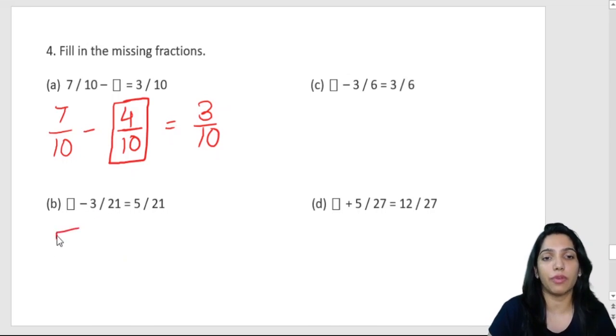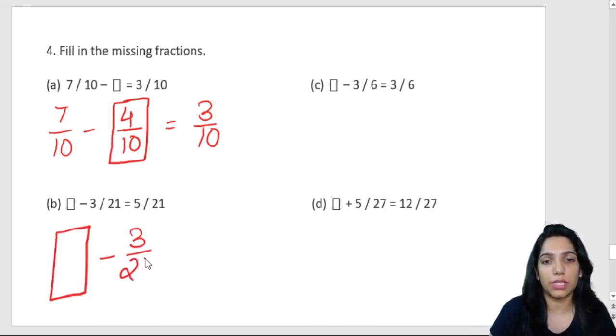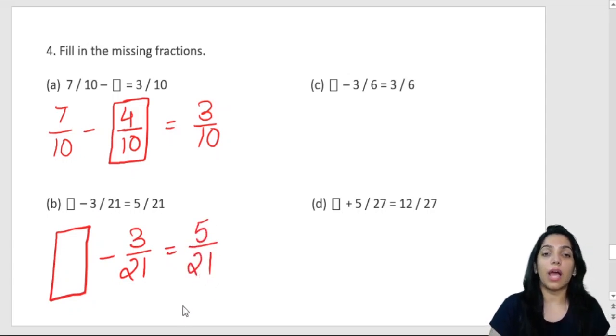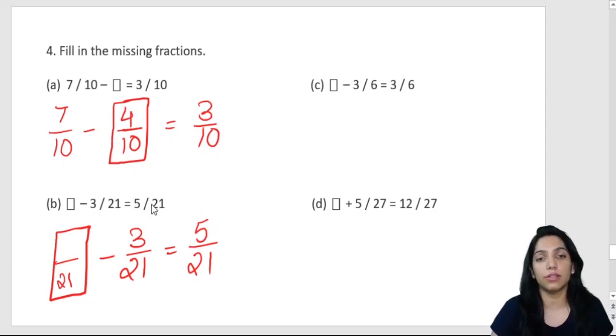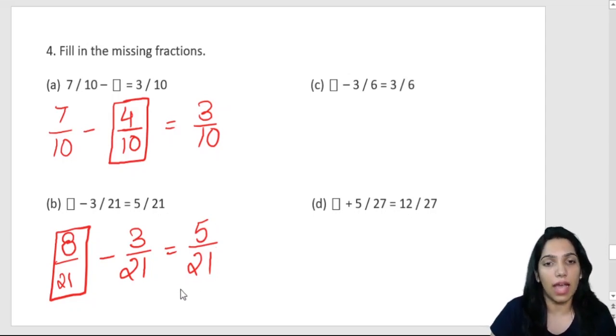Here it's a fraction, take away 3 over 21, equals 5 over 21. Now in order to find this missing fraction, the first thing is that you will have 21 as the denominator. You can add the numerators here to get this missing fraction. So if I do 8 take away 3, I'll get 5 as the answer, right? Moving on to the next one.